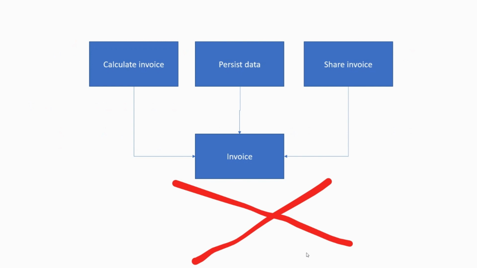Suppose we have an invoice class which is performing three operations: calculating the invoice, persisting data, and sharing the invoice. This is not a valid example of the single responsibility principle, as the invoice class needs to be changed whenever there is an update in the calculation logic or any sharing logic. To make this follow the SOLID principle, we can divide the invoice class and create separate classes for data persistence and sharing of the invoice.